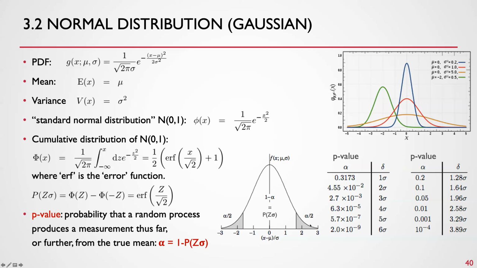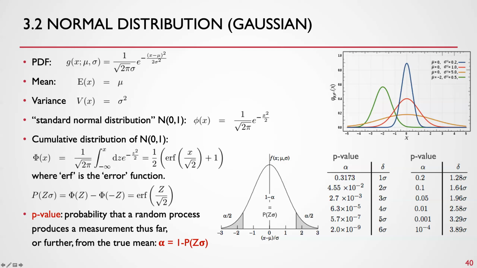Larger deviations are much less probable, and it falls with the error function, which is the integral over this negative exponential, so it falls very quickly. 2 sigma is 5%, 3 sigma is a per mil, 5 sigma is 10 to the minus 7, and that 5 sigma is the threshold we put on discovery.